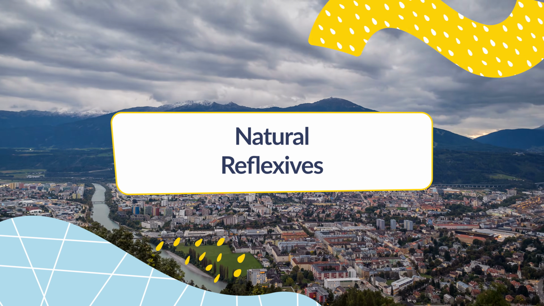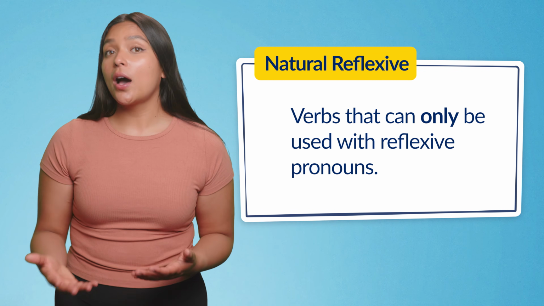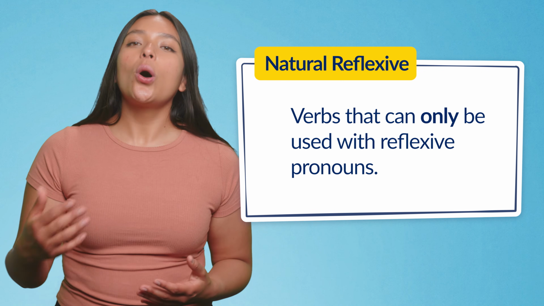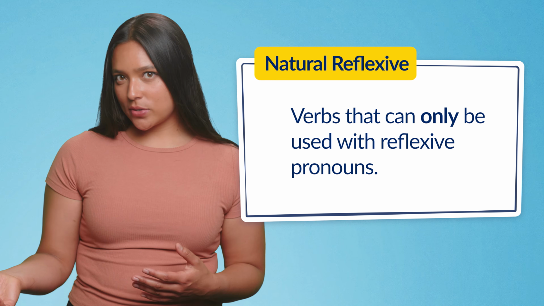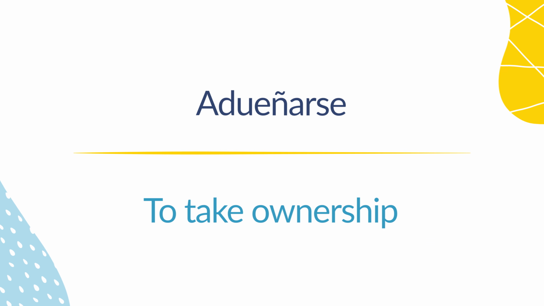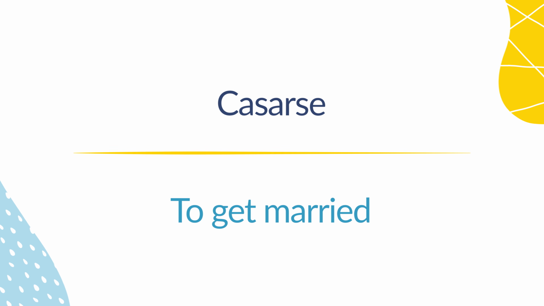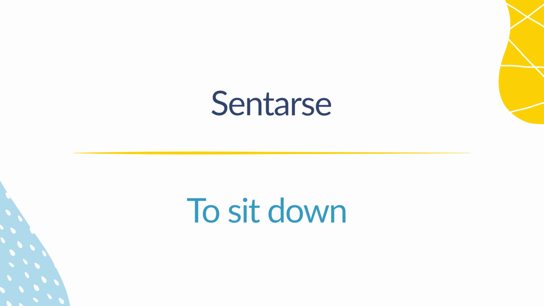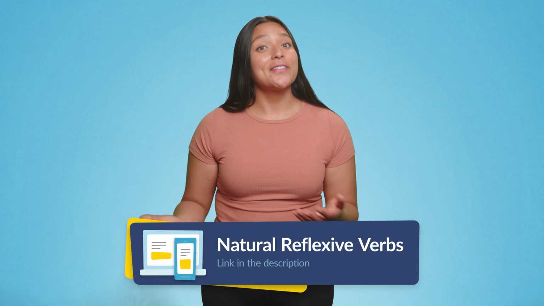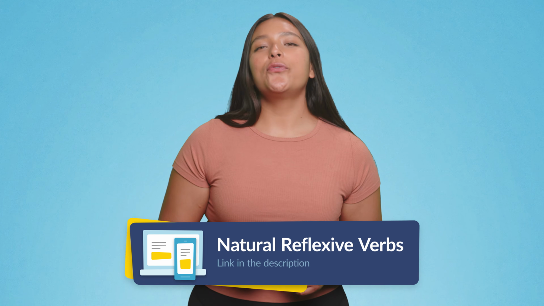Time to explore natural reflexives. It's all in the name. These verbs are reflexive by nature. It's important to note that these are not routine verbs, but they are verbs that can only be used with reflexive pronouns. Some commonly used examples of natural reflexive verbs include adueñarse, to take ownership, casarse, to get married, and sentarse, to sit down.